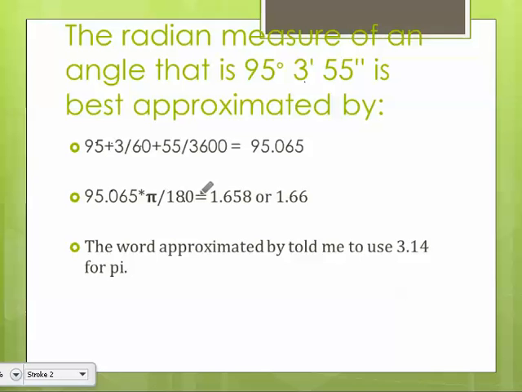Now, how did I know to go ahead and multiply by 3.14 here? Because the word approximated told me that they wanted the approximate answer. They didn't want the exact answer. If I was looking for an exact answer, I wouldn't have multiplied it times the pi. I would have left it as 95.65 divided by 180 with the pi sitting there. So that would have been something like 0.5, real close to 1/2. But that's what I would have left it in if they wanted the exact answer. But the approximate answer told me they wanted me to multiply it times 3.14.